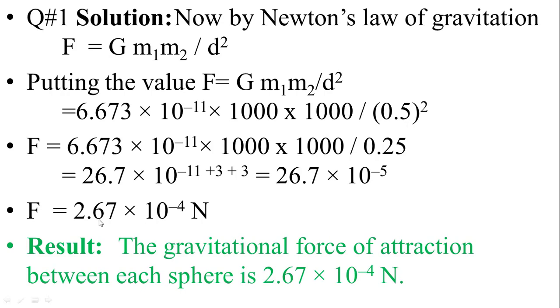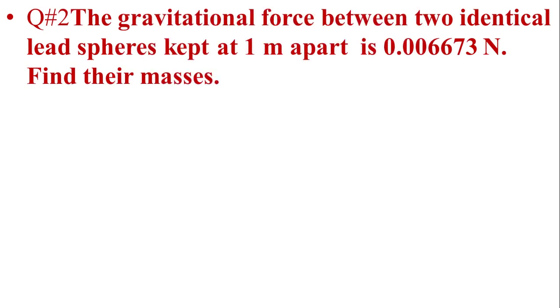Final result: the gravitational force between the two spheres is 2.67 multiplied by 10 raised to power minus 4 Newton. Now we can solve the second numerical.